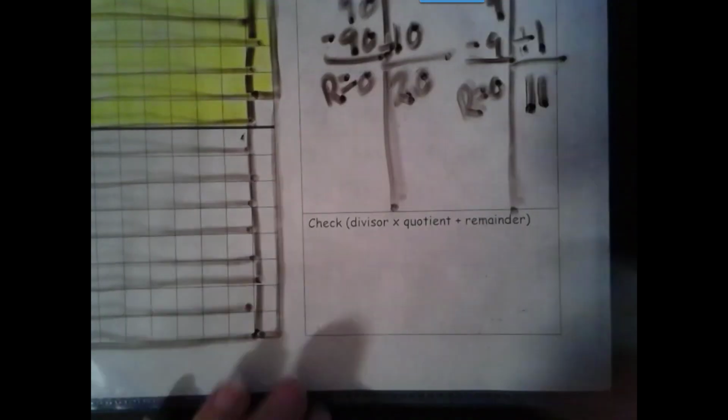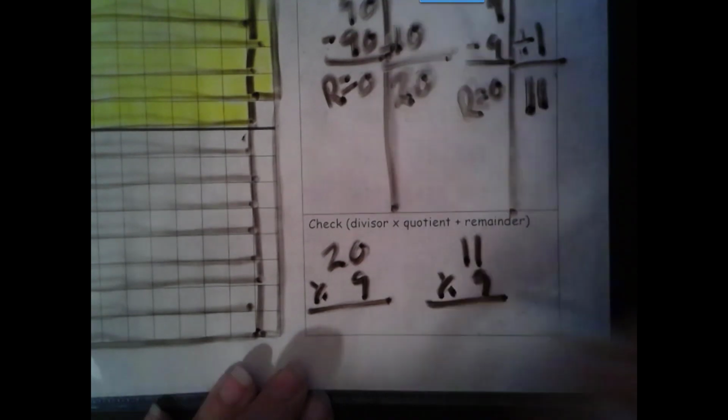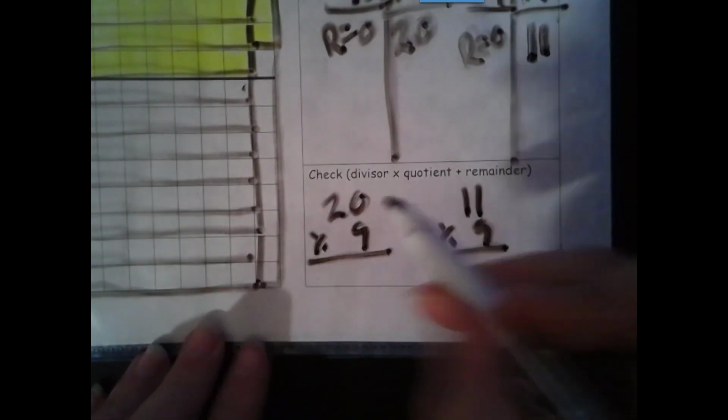Now we still need to check, which is the divisor times the quotient plus the remainder, divisor times quotient plus the remainder. Those are our inverse operations. Now because our remainder is 0, and the identity property of addition says when you add 0, it stays the same, we don't need to take time to add the 0.